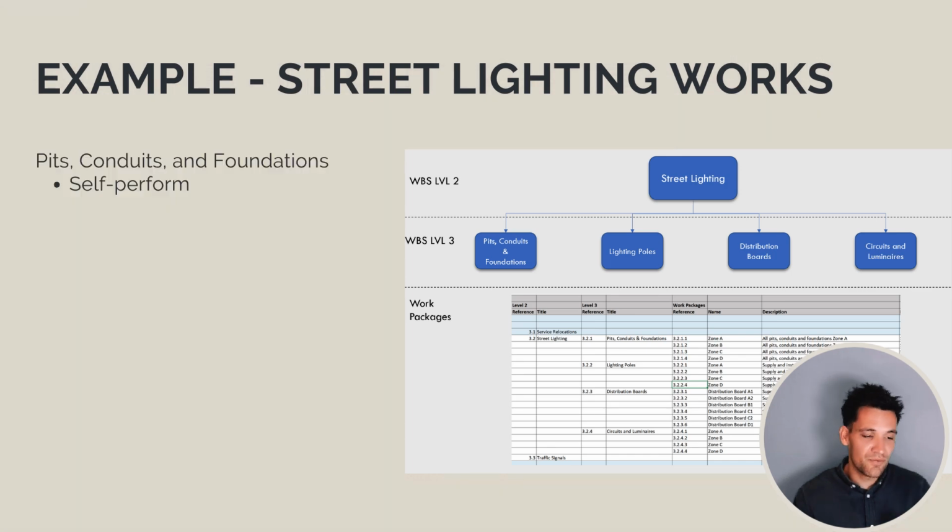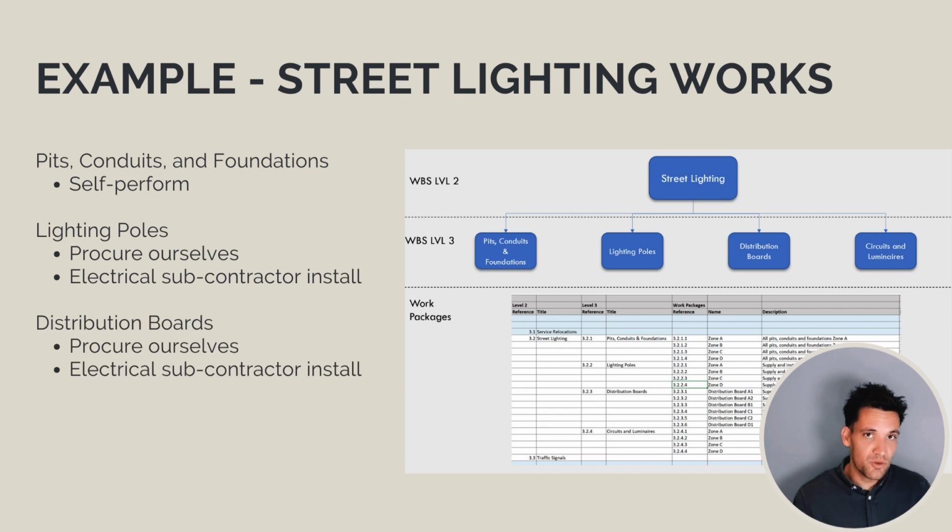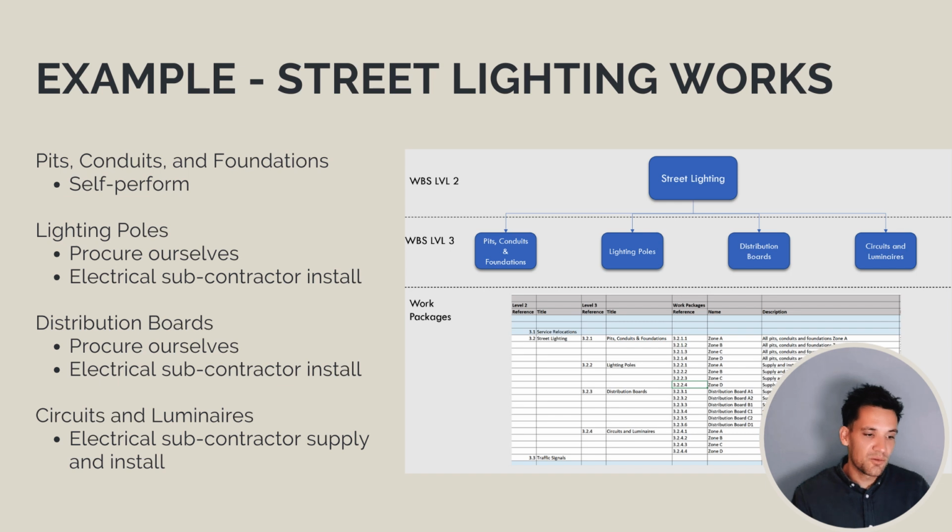So for the pits, conduits, and foundations, as an example, we'll self-perform those. For the light poles, we'll procure the light poles ourselves, but then get our electrical subcontractor to install them. For distribution boards, we'll procure them ourselves and get our electrical subcontractor to install them. And for the circuits and luminaires, we're going to get the subcontractor to supply and install everything.